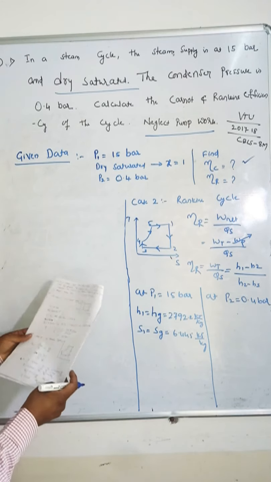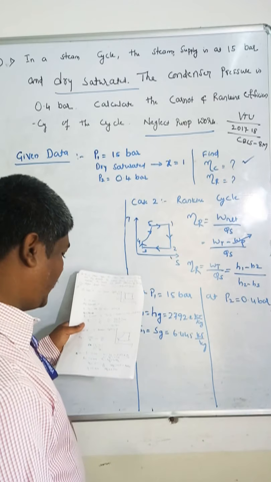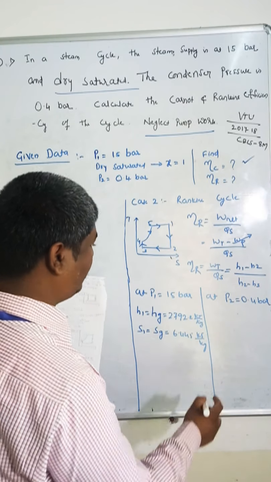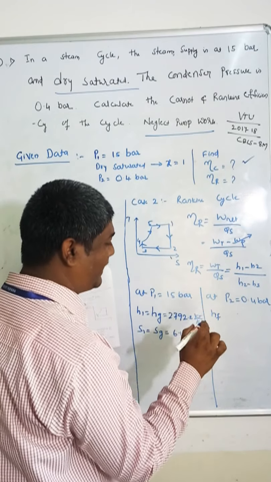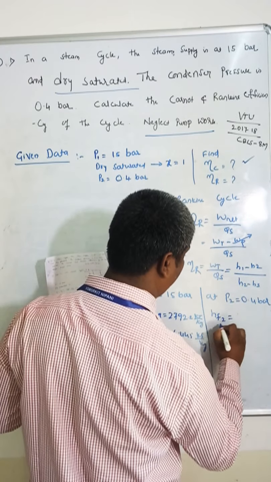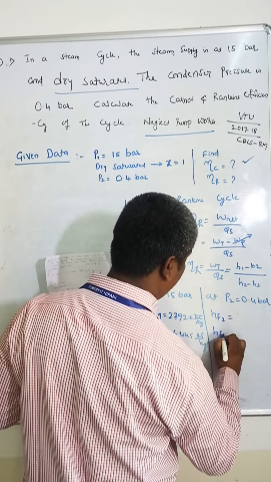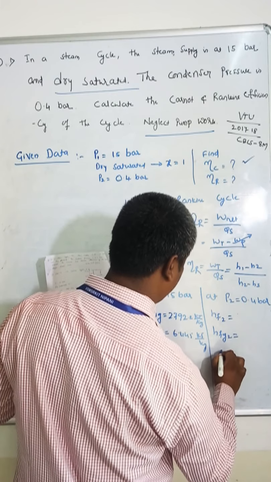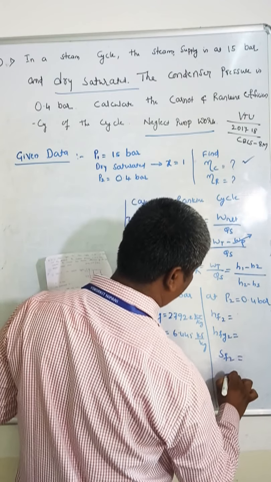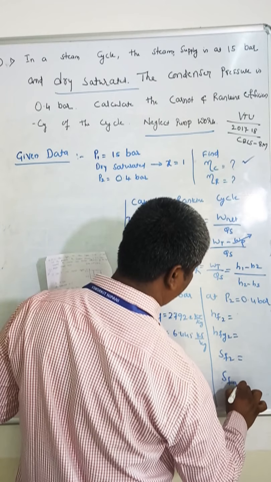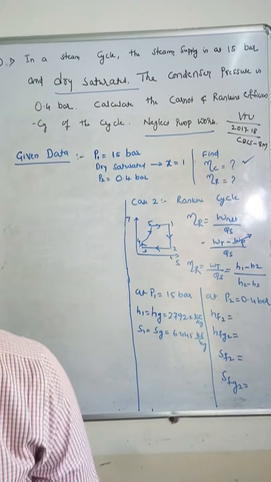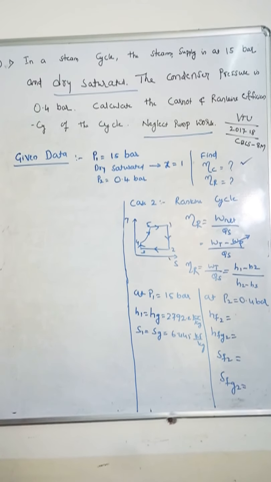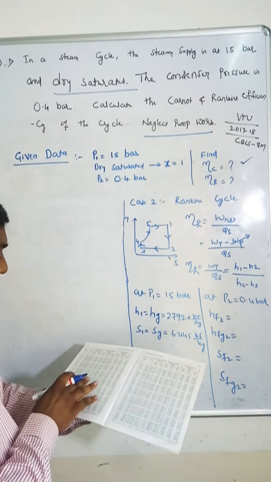Right. So at P2, what all things should I note down? Because at 2 it is wet steam, I should note down HF2, HFG2, SF2 and SFG2, because it is wet steam, you know already. So at 0.4 bar I should note down the things.